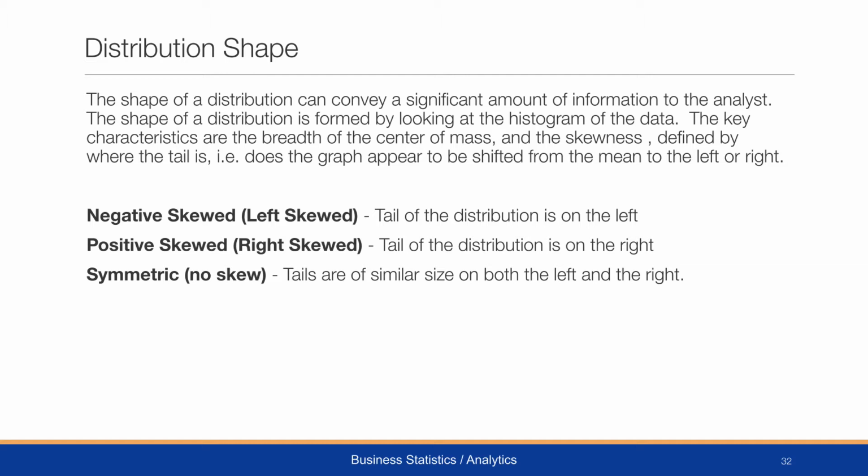The key characteristics are the breadth and the center of mass, as well as the skewness, defined by where the tail is. Does the graph appear to be shifted from the mean to the left or to the right? If the tail of the distribution is on the left, then it is called left skewed or negative skewed. If the tail of the distribution is on the right, then it's positive or right skewed. And if the tails are similar on both sides, then it's symmetric or not skewed.